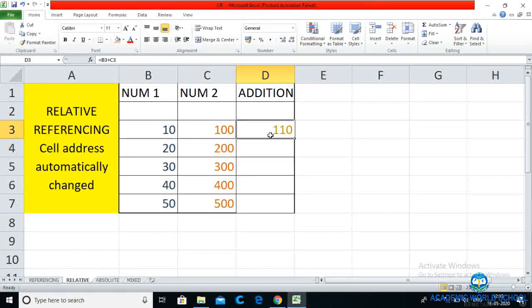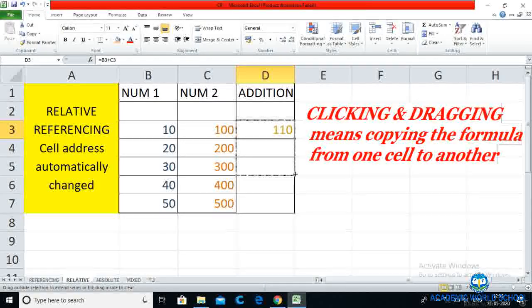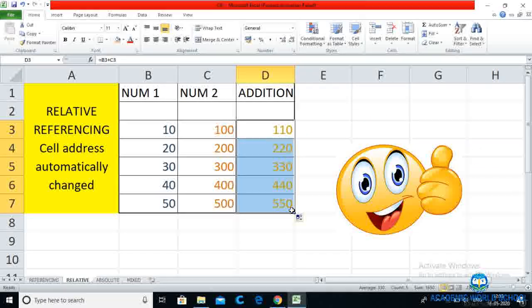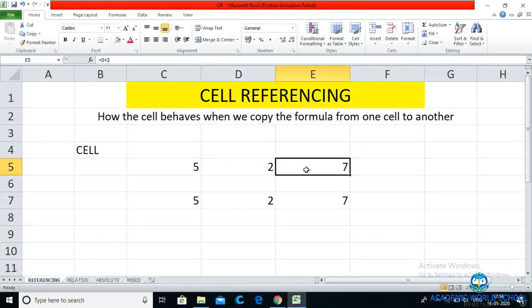The answer is 110. Now what will happen if we copy the formula? Clicking and dragging means ultimately we are doing copying only. So copying the formula from one cell to another cell, look at the magic, the result has come up. You have got the right result. Now, I think the question that I asked you here, what is the difference between taking the value and taking the cell address?